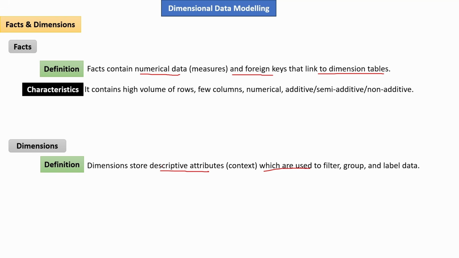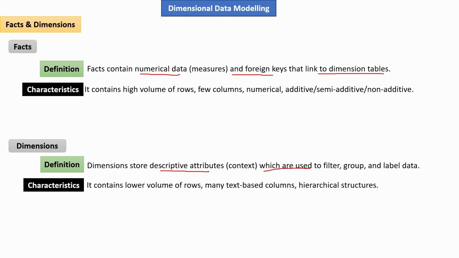Second, if I talk about the characteristics, facts contain a high volume of data, fewer columns, and numerical data that is additive, semi additive, or non additive. Facts majorly include a very high volume of rows. If I talk about the characteristics of dimensions, dimensions have a lower volume of rows, many text based columns, and hierarchical structures. The examples of facts are sales amount, quantity sold, transaction date key, etc.